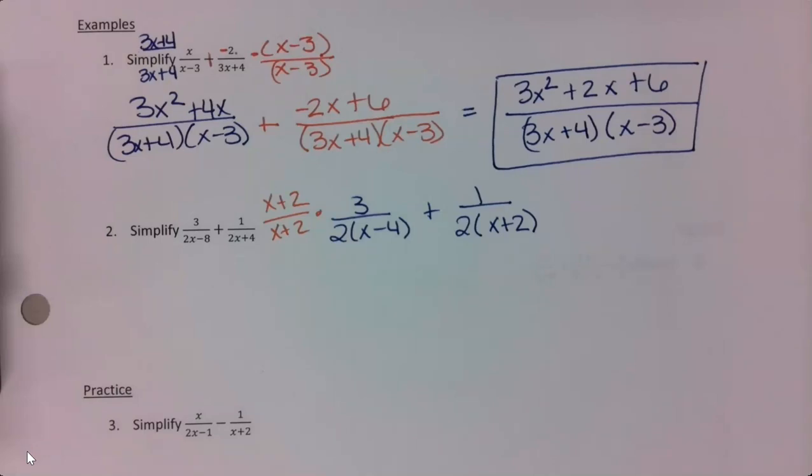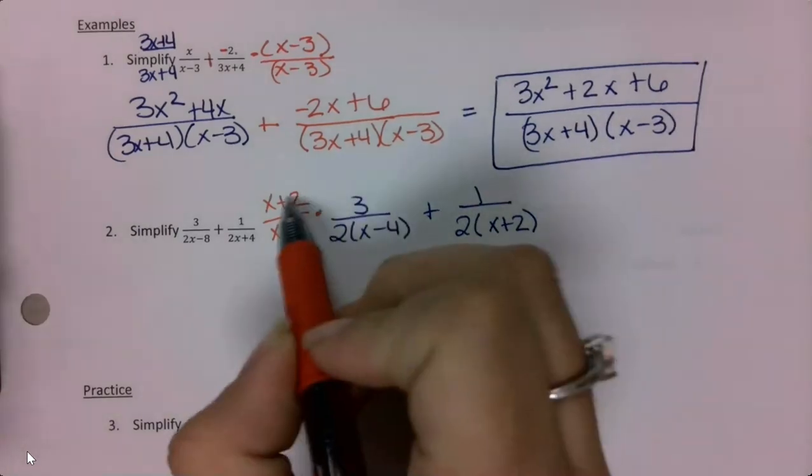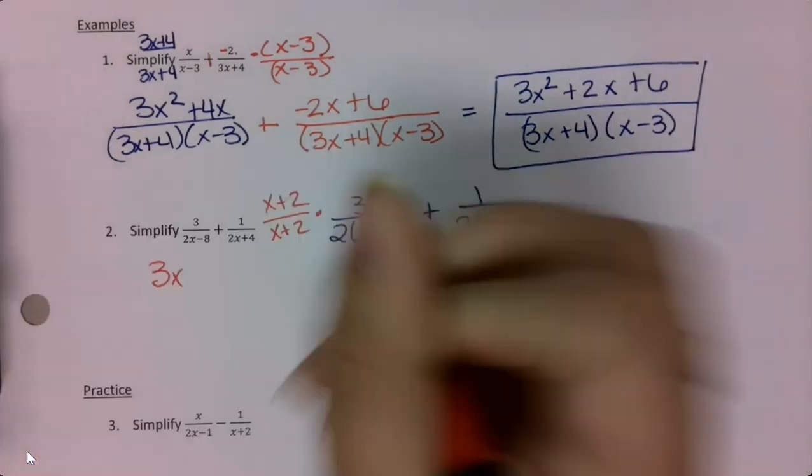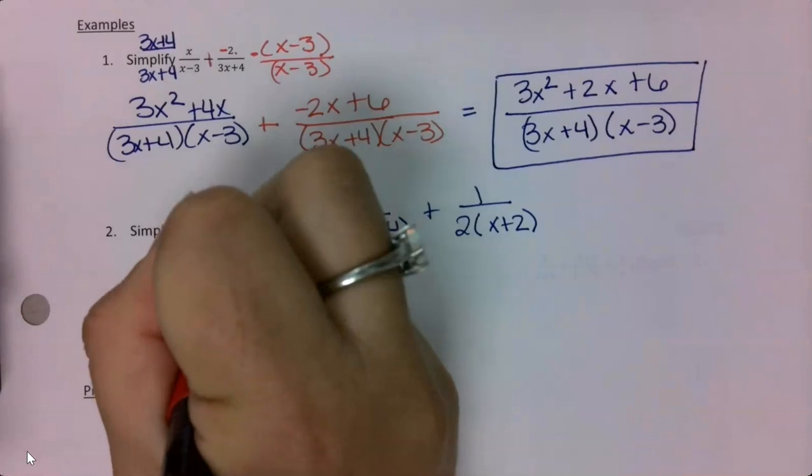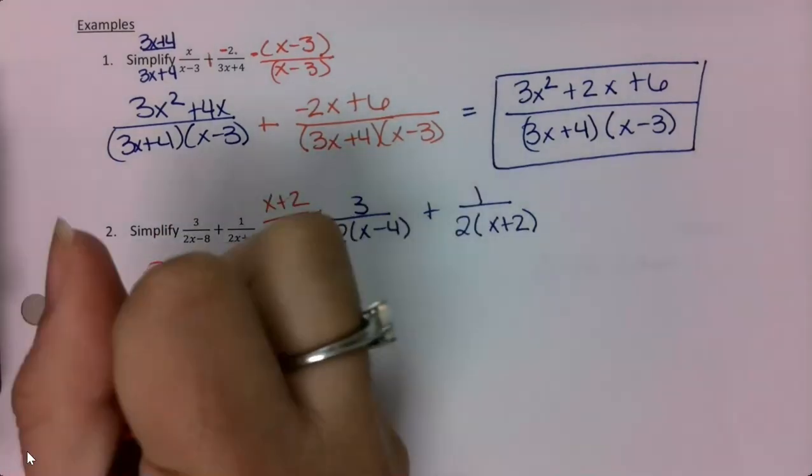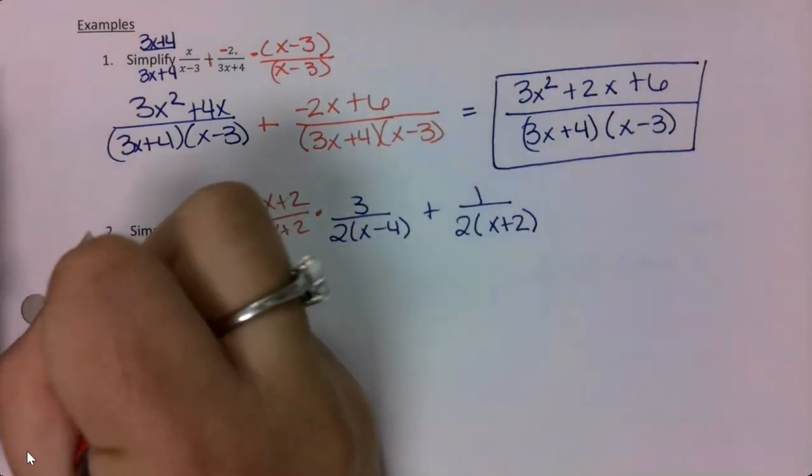So for my first term, when I multiply those together, I have 3 times x gets me 3x. 3 times 2 gets me 6. The denominator is going to stay factored.